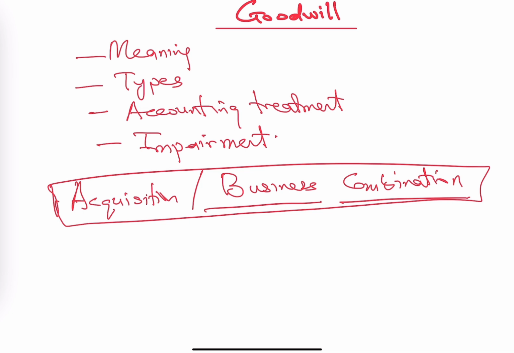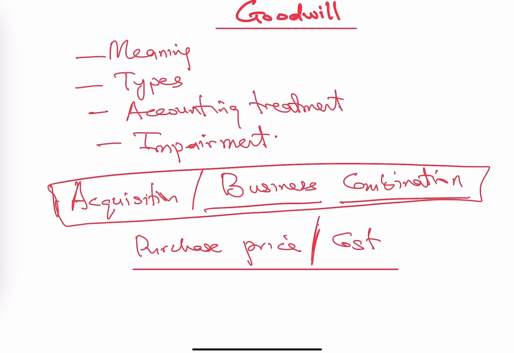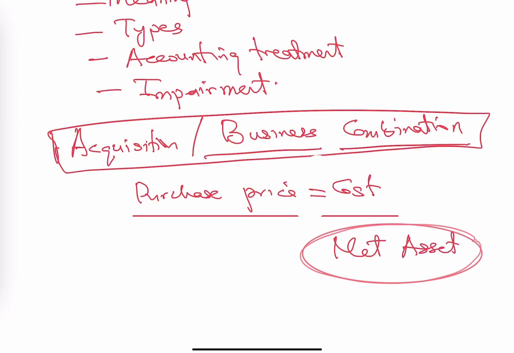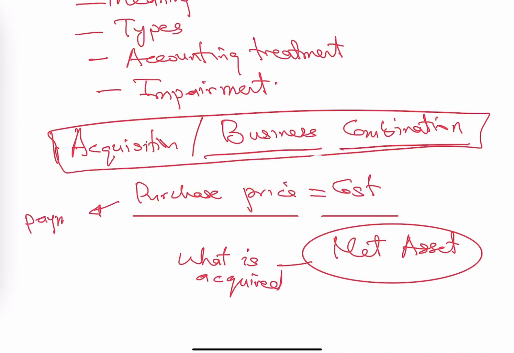And when we talk of acquisition, there's usually a purchase price, which is the cost. Purchase price is the same thing as cost. And at the same time, there are net assets that you acquired. This is what is acquired, and this is your payment. This is what you paid.